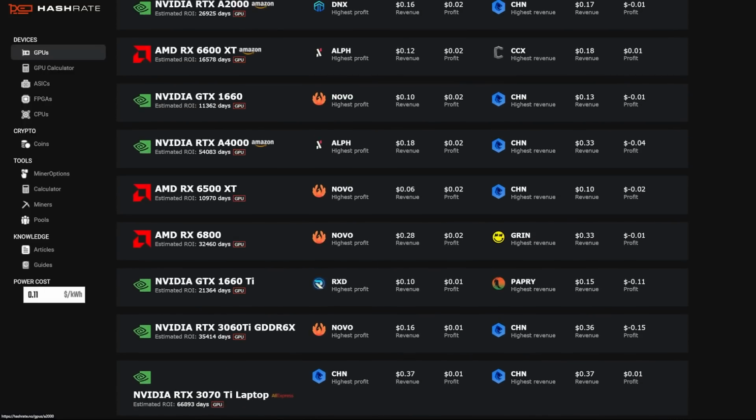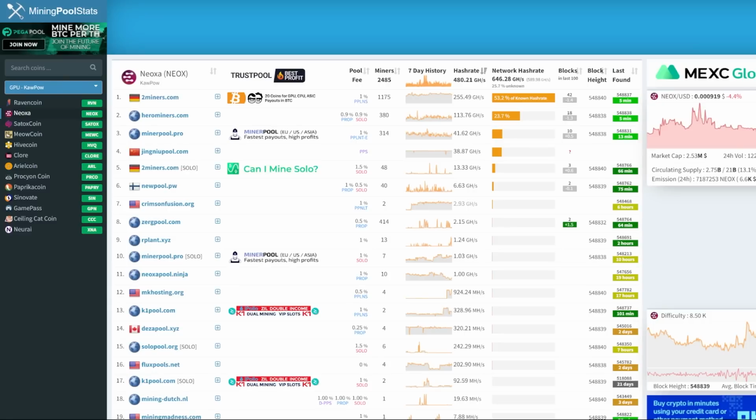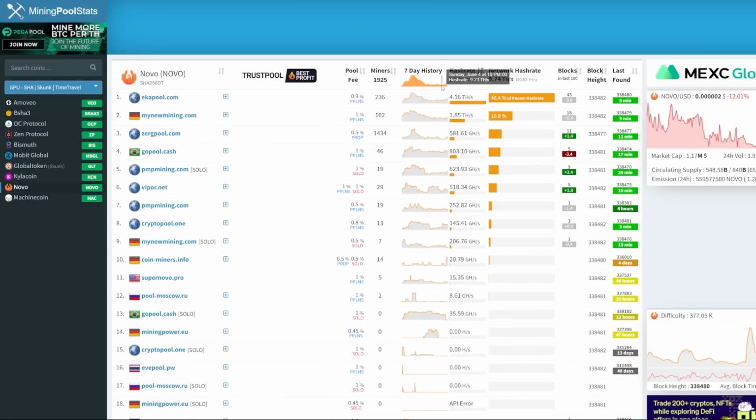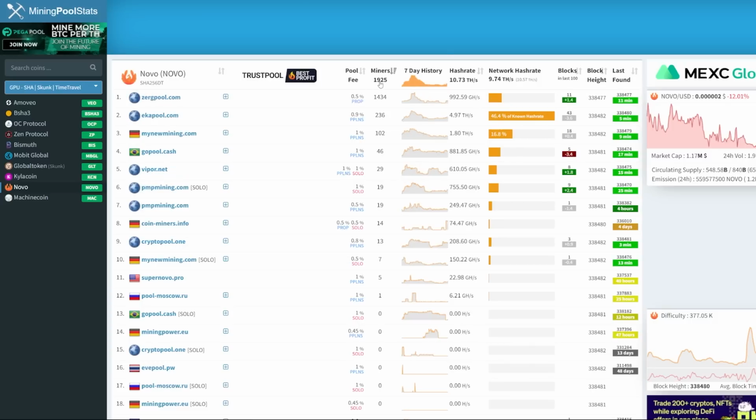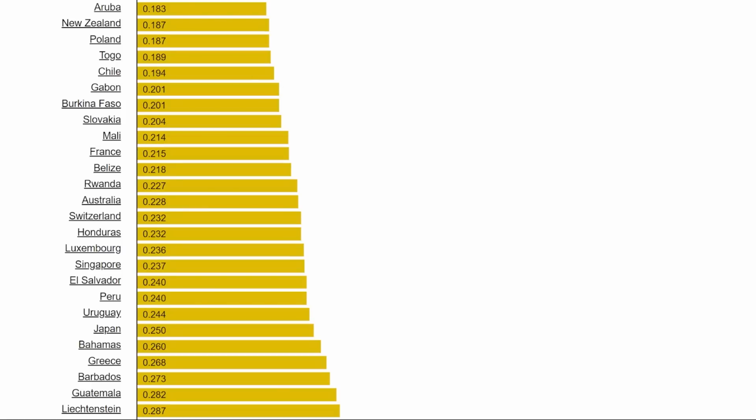Novo is actually another one I forgot to talk about. I was looking at Novo here, but the network hash rate hasn't really jumped up. It's gone up just a little bit, but there are almost 2,000 miners mining this coin right now, so that's interesting to look at. Okay, guys, I think that's it. That's all I wanted to take note of regarding what's happening recently.